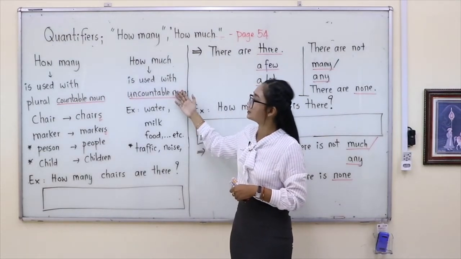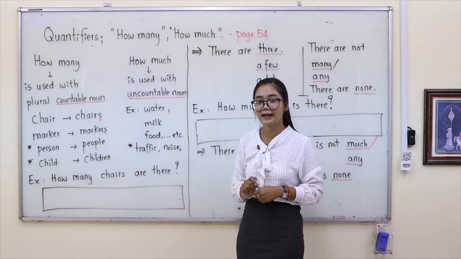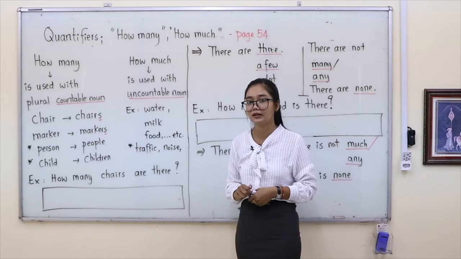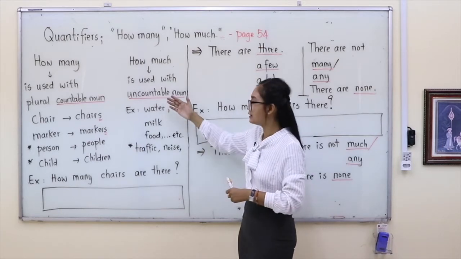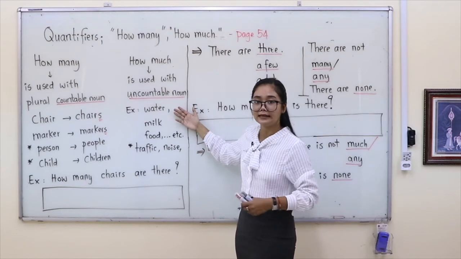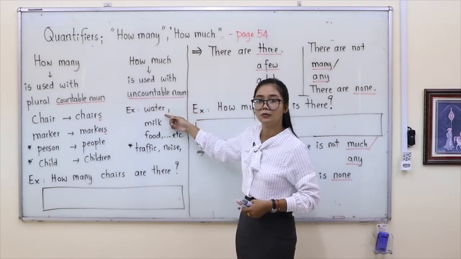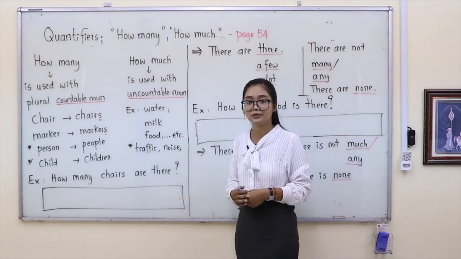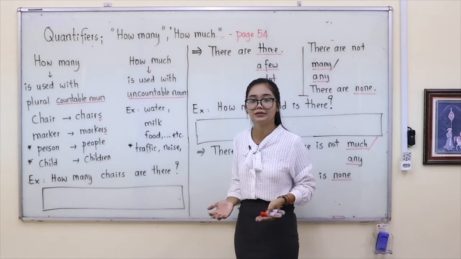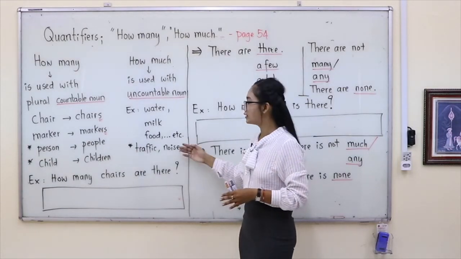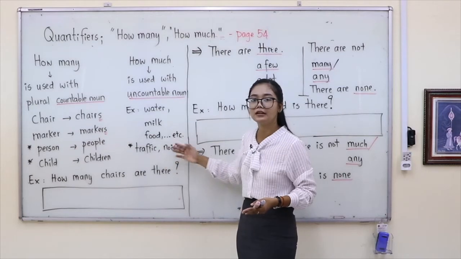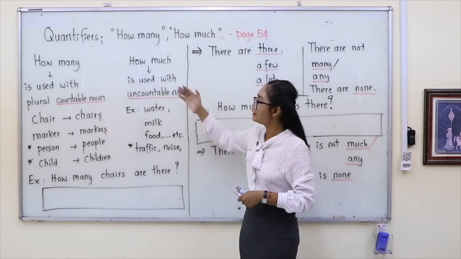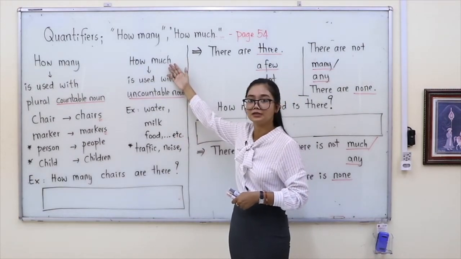What about how much? How much is used with uncountable nouns. Remember that uncountable nouns are nouns that we cannot count with a number. You can find the example here. What are some uncountable nouns? Water, meal, food. They are uncountable nouns, as we cannot count them with a number. In this lesson, we're going to learn some new words like food, traffic, and noise, which can be uncountable nouns too. With these uncountable nouns, we use how much.